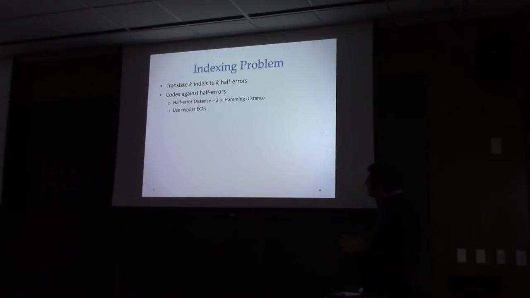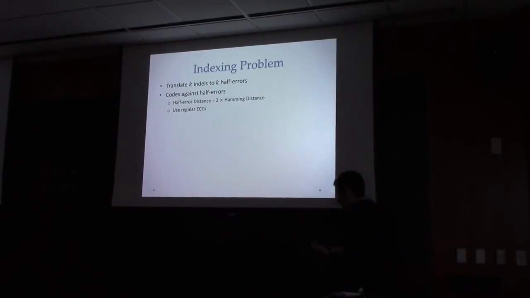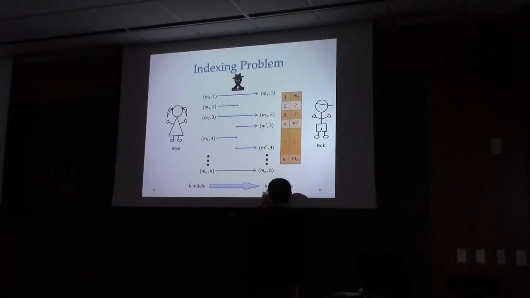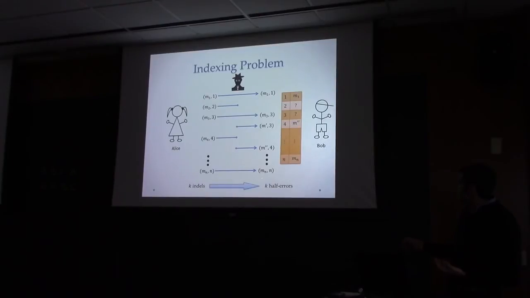The most important point in this slide is that regular error correcting codes that have distance d are also good codes against half errors and have the distance of 2d. In the previous slide, what we did was changing k insertion deletion errors into k half errors. Now, what's left to do in order to get good insertion deletion codes is just finding good half error codes and applying them to the message that Alice is sending, which is M. That's what we're going to do.